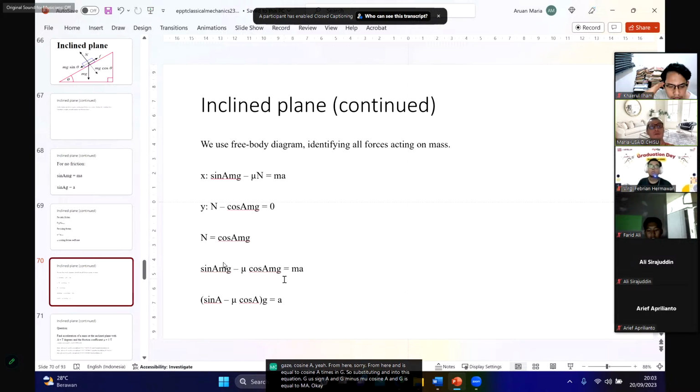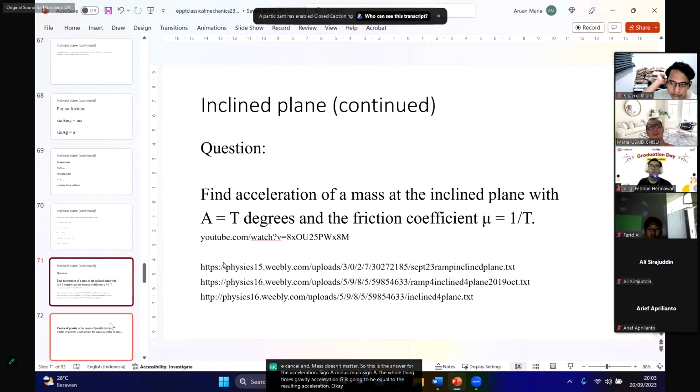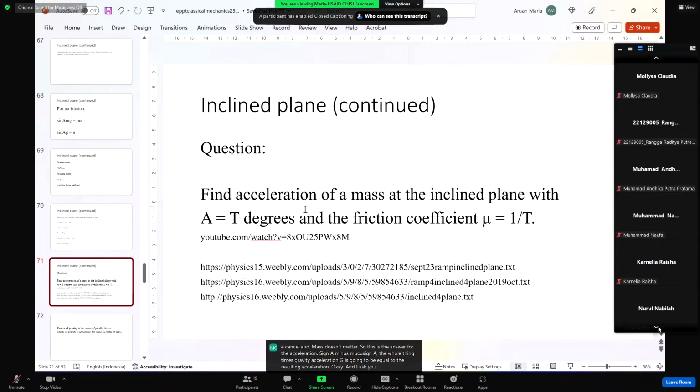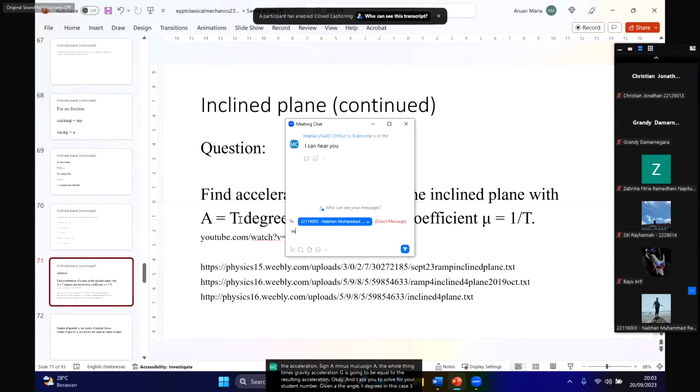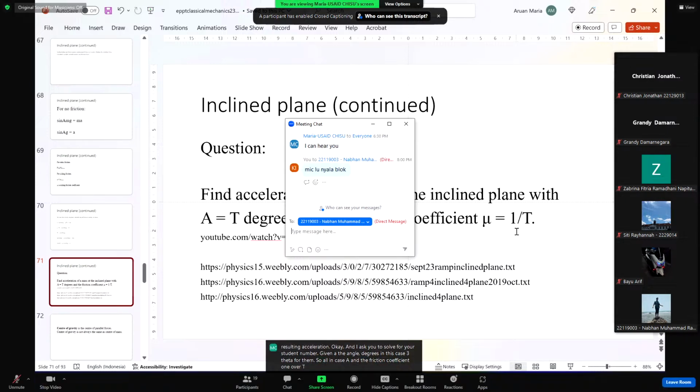We cancel m, mass doesn't matter, so this is the answer for the acceleration. Sine a minus mu cosine a, the whole thing times gravity acceleration g, is going to be equal to the resulting acceleration. Okay? And I ask you to solve for your student number, given a, the angle, t degrees, in this case theta for them, for our case a, and the friction coefficient 1 over t. T is your student number, mod 100.